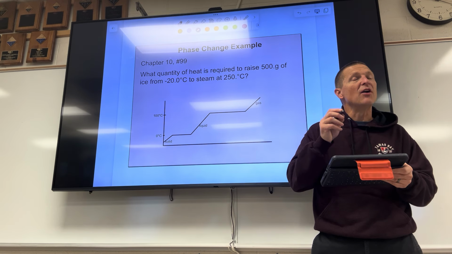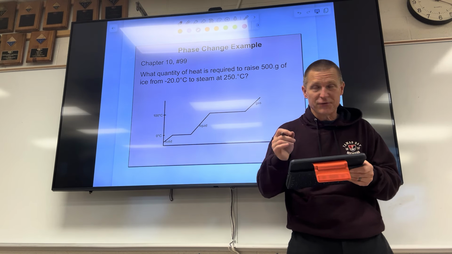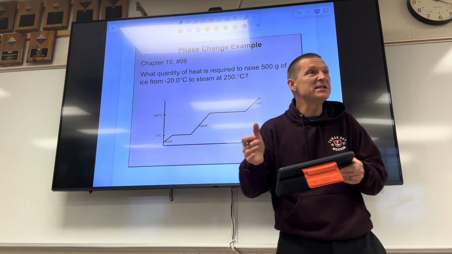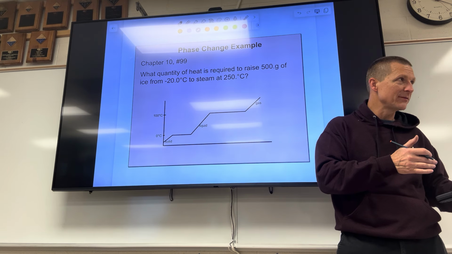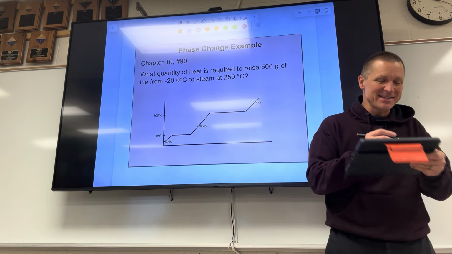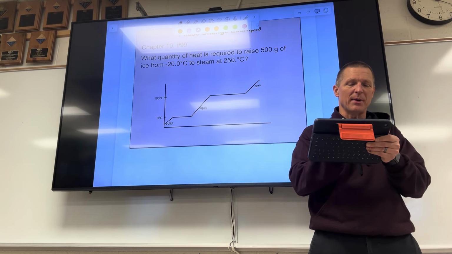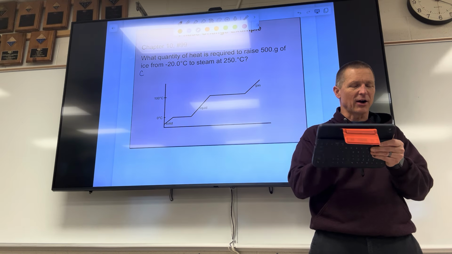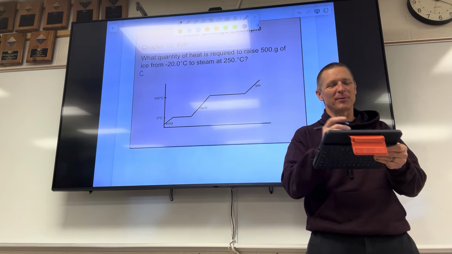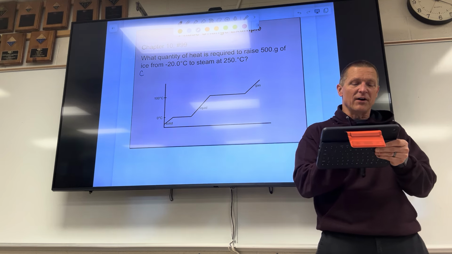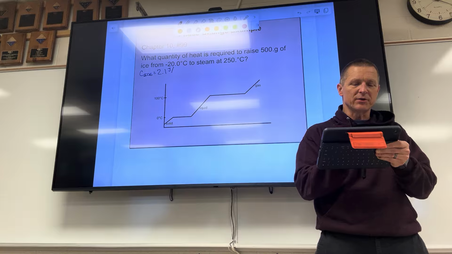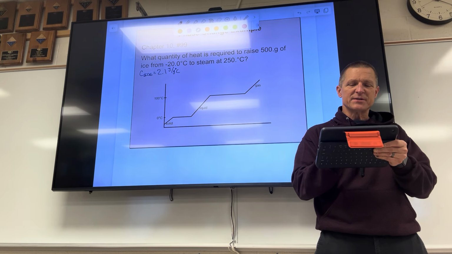Now, I haven't told you this, you may know, but not for me. The specific heat of water as a liquid is 4.18. That is not the specific heat for ice or steam. So that means, and I'm going to write this down for you, you might want to have it down as well. The specific heat of ice is 2.1 joules per gram degree Celsius.